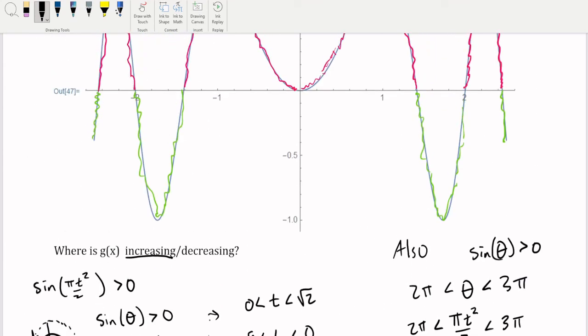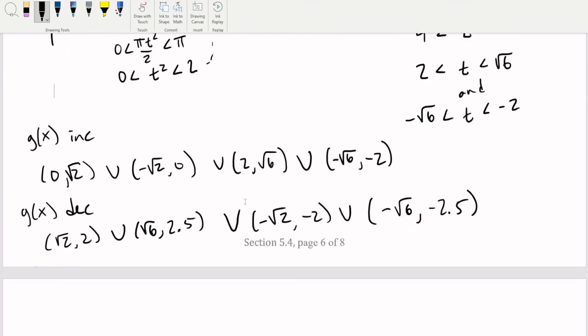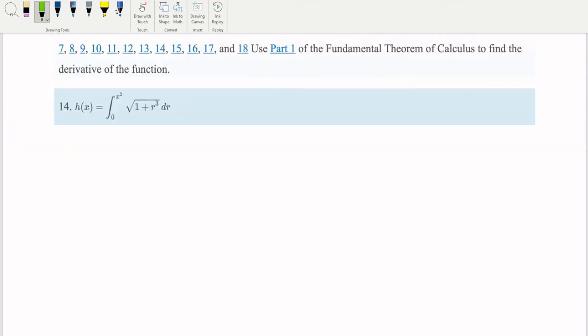Boom. And then pew, to the end. So there you go. Intervals of increase, decrease. All right. So the last thing in this section is talking about some more general scenarios with these functions. Because you don't just have to have an x here. Right? You can have almost anything you want.